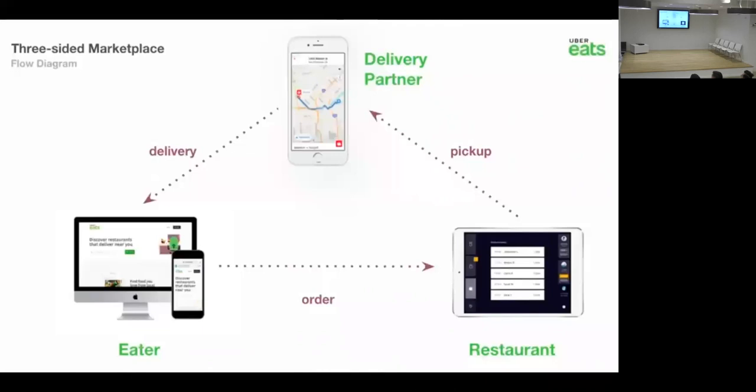And on the Eats side, it's a 3-sided marketplace. You have the eater ordering from their phone or a web app. The order goes to a restaurant that prepares the meal. The courier, or delivery partner, we use those terms interchangeably, arrives to do the pickup and then drops it off at the eater. So 3 different parties, and Uber's in the middle trying to mediate that and make sure everything's awesome for all the different parties involved. So lots of different software is needed.